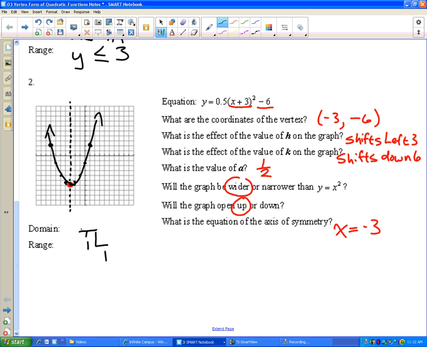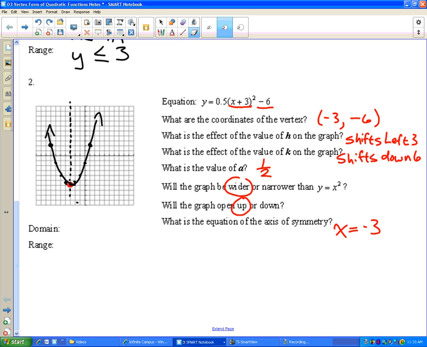Out 1, up 3. Out 1, up 5. But since a is 1/2, all the ups have to be cut in half. I have to multiply by that a. There's my graph. That's what it looks like using this quick technique to graph it.